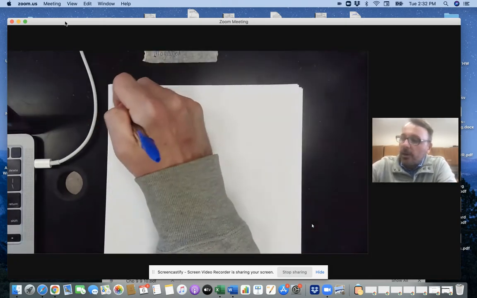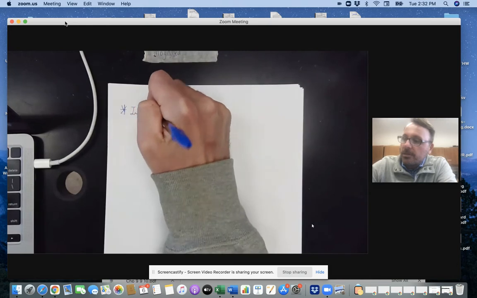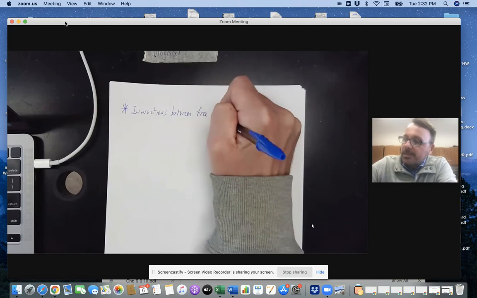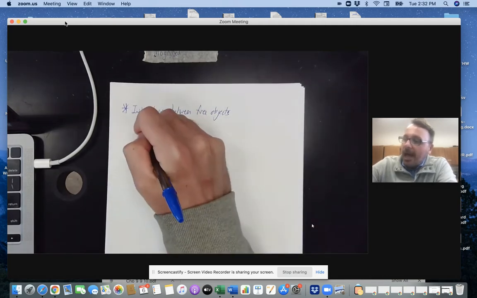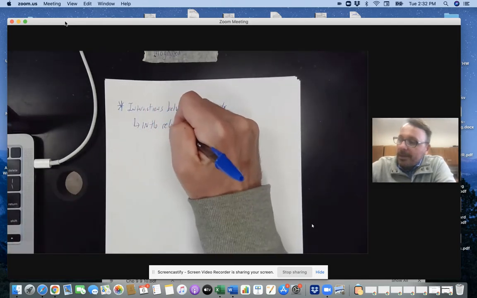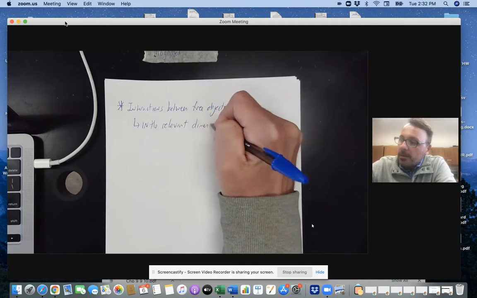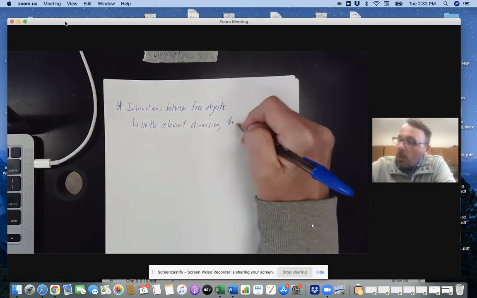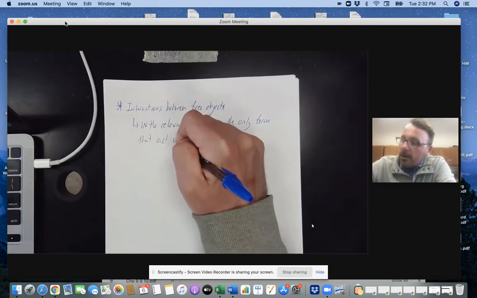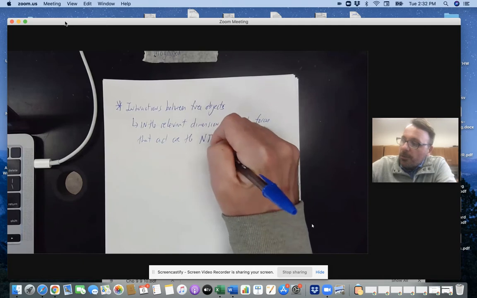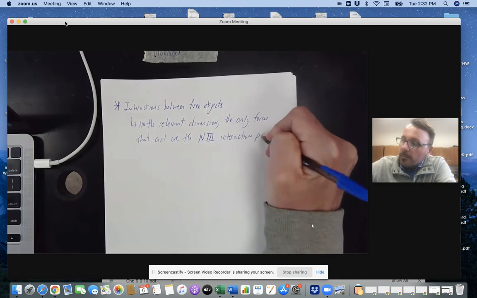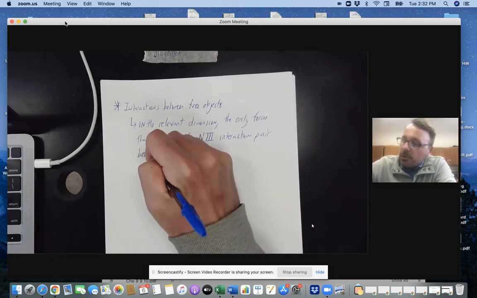We have a situation here where we have an interaction between free objects. And what do I mean by free objects? I mean that these are objects where in the relevant dimension, the only forces that act are the Newton's third law interaction pair between the interacting objects.